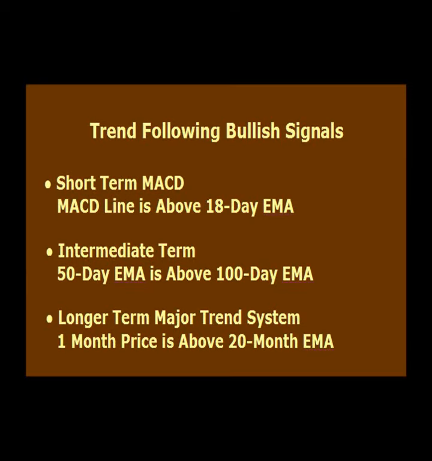A short-term buy signal is indicated when the MACD line is above the 18-day EMA line, and an intermediate-term buy signal is indicated when the 50-day exponential moving average is above the 100-day exponential moving average. And a long-term buy signal is indicated when the 1-month price is above the 20-month exponential moving average.